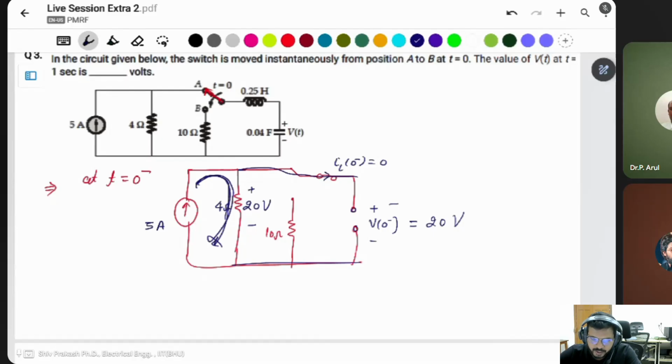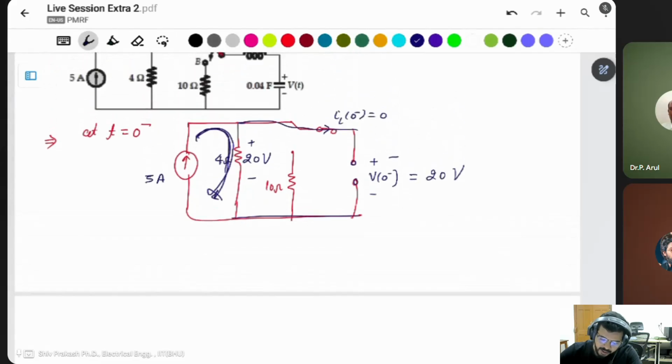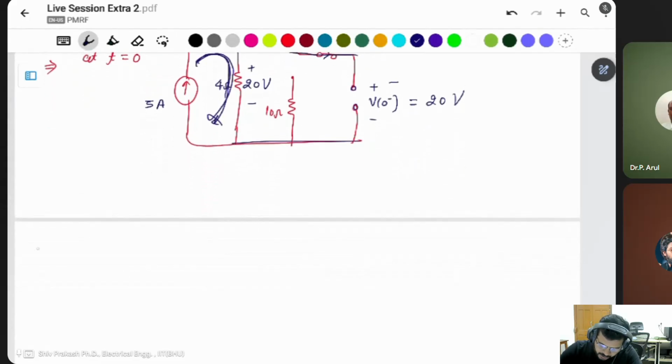If there is no current, that means the inductor current is 0, and only the voltage source is there for the capacitor initial voltage. It will be 20 volt. Okay, then what happens at t greater than 0?